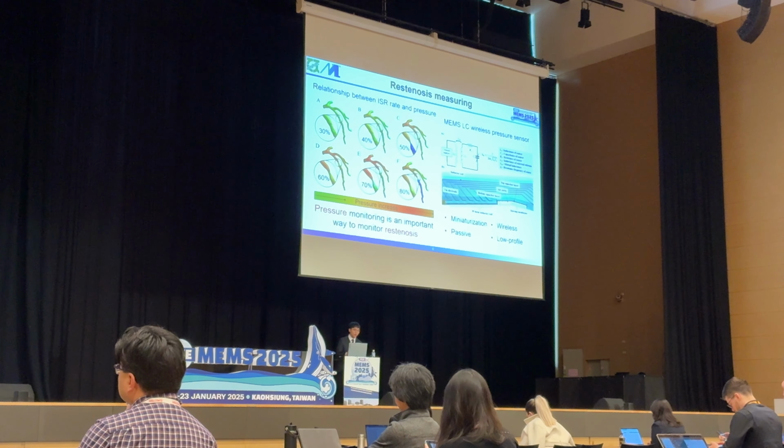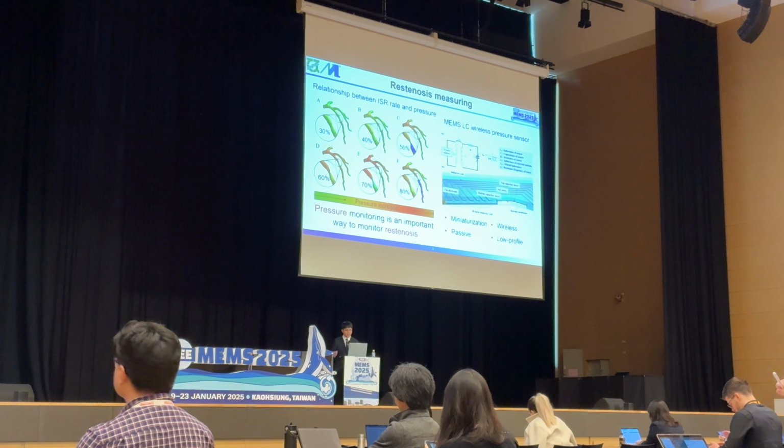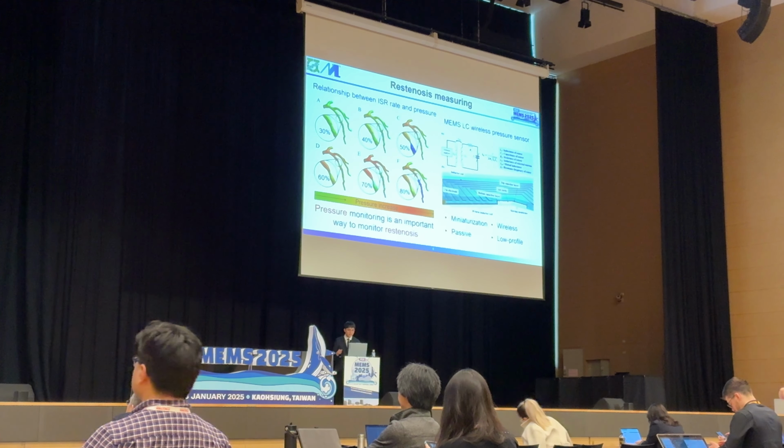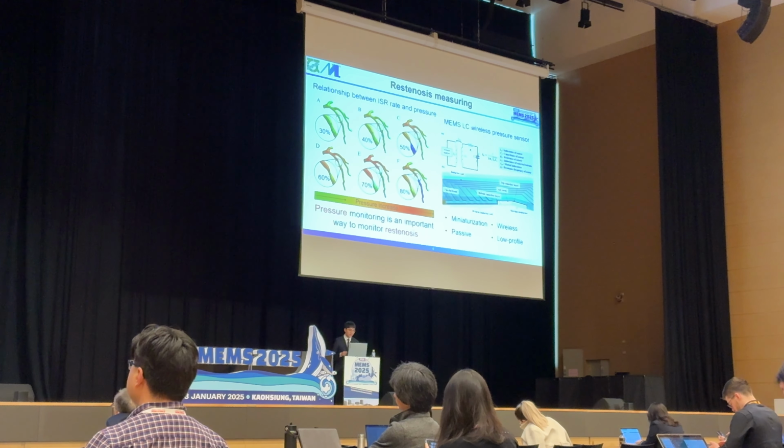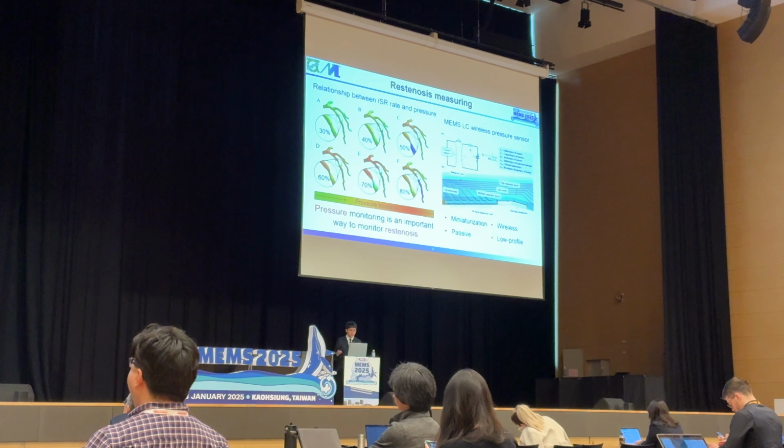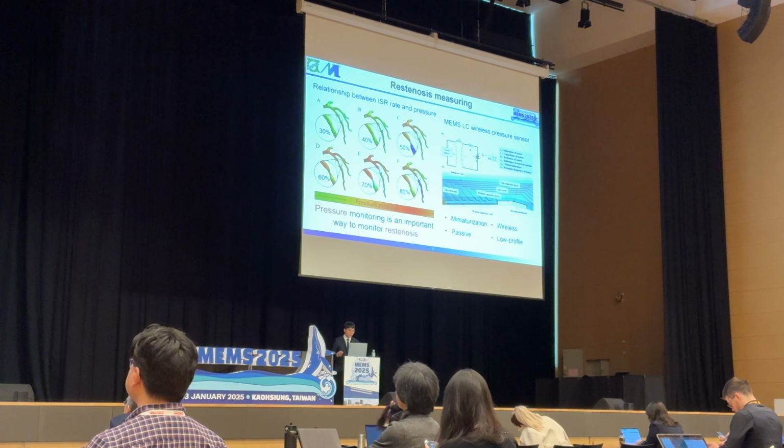So the main principle of the smart stent sensor is to detect the pressure change in the blood vessel to detect the in-stent restenosis rate. Here we can see that when the in-stent restenosis increases, the blood pressure also changes dramatically. Which means if we want to monitor the in-stent restenosis rate, we have to monitor the blood pressure. Thus, the MEMS-based LC wireless pressure sensor is selected due to its miniaturization, wireless monitoring, passive operation, and low profile.